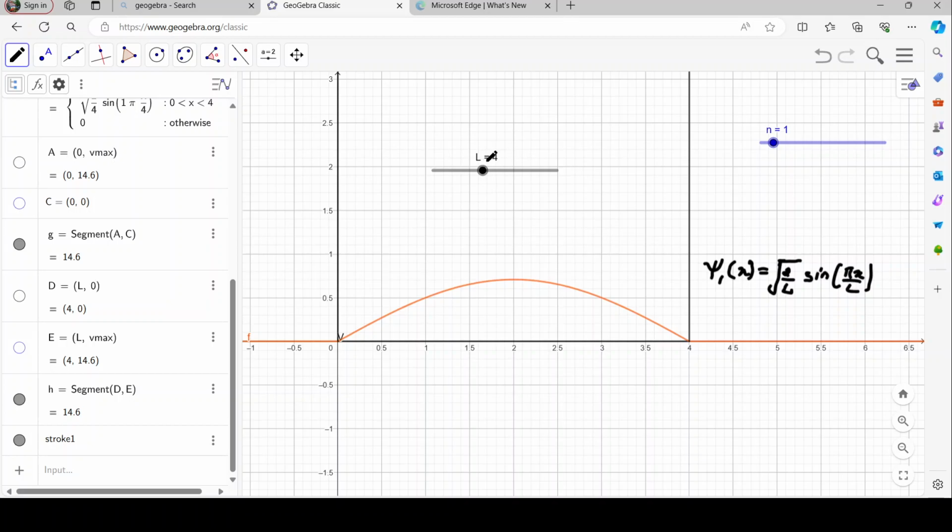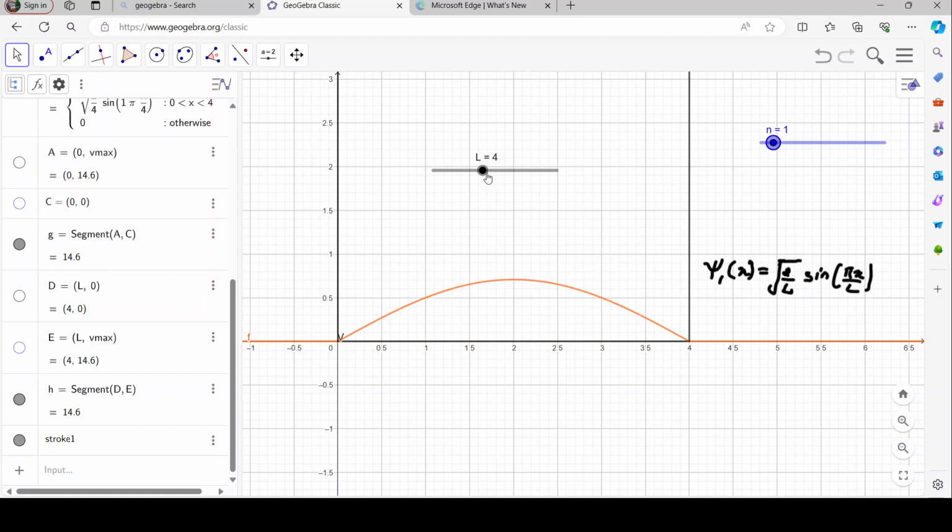At present this L is set to 4 and n I have put as 1, and this orange color shows the value of the wave function corresponding to n equal to 1. If you put n equal to 0, the wave function would be completely 0. You can see that. The entire wave function is 0, which is not a valid solution. So the first non-zero wave function corresponds to n equal to 1.